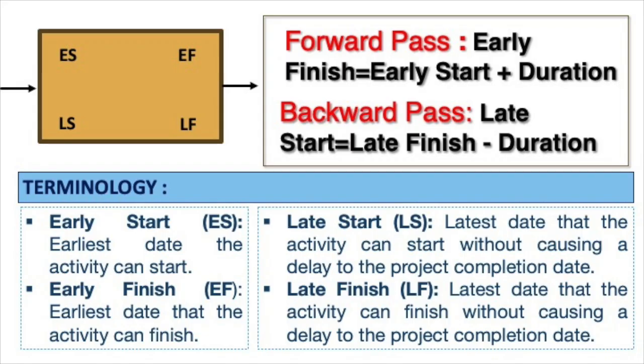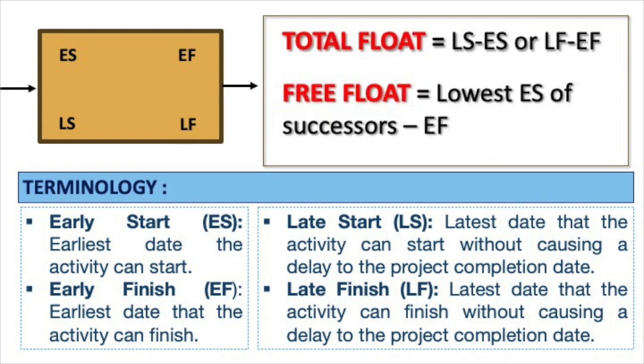Forward pass calculates the early start and early finish values, showing how soon tasks can begin and finish. Early finish equals early start plus duration. Backward pass calculates the late start and late finish values by working backward from the project's end. Late start equals late finish minus duration. Float calculations help prioritize tasks and manage delays.